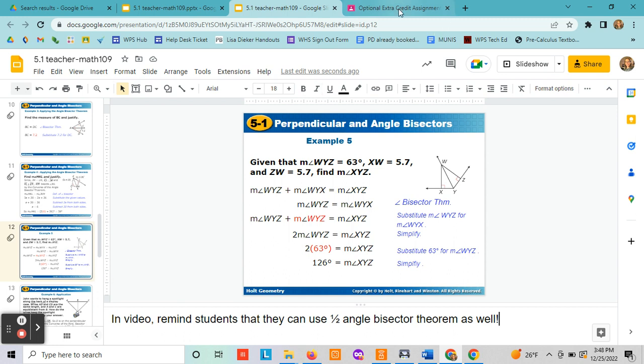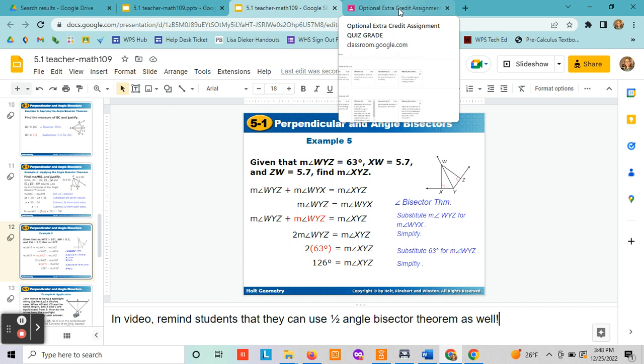So I hope this has been helpful to you in knowing how to maximize the points that you can receive on your optional extra credit assignment quiz grade.